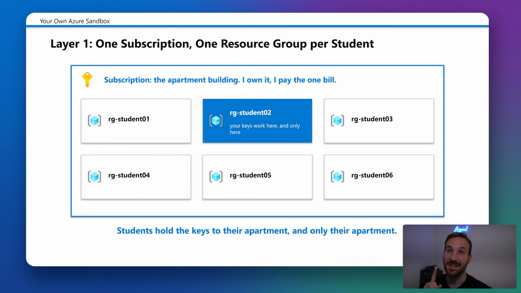Starting with number 1, this is the first layer, which is the subscription level layer. This is where I have one subscription, and you can think of it as the apartment building, if you will. The students each have their own resource group. They get keys to their specific apartment. I own the apartment building, but you have a resource group as the keys to your apartment.